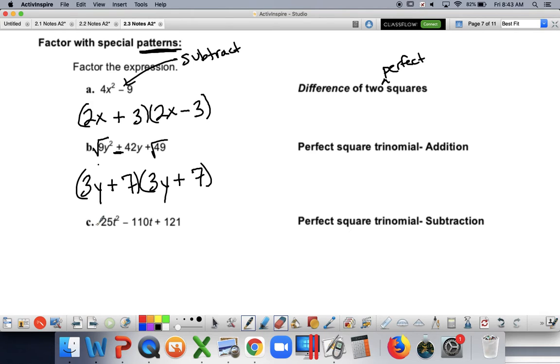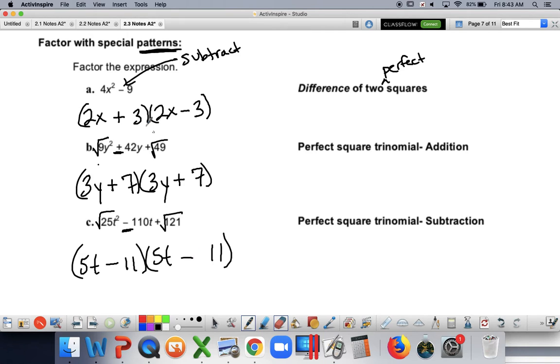Same thing for this last one. I see a perfect square up front and a perfect square in the back. I take the square root of what's up front, and that goes up front here, the square root of what's in the back, and that goes in the back here, and because my middle term is subtraction, those two become subtractions.